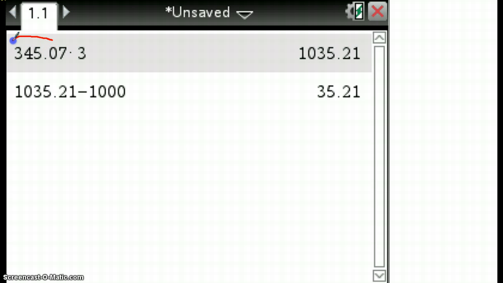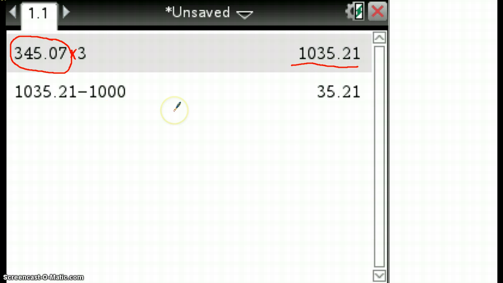This is the monthly payment right here, $345.07. So in order for us to find out how much he literally paid for the loan, we have to multiply this times 3. So just input 345.07, hit the times key, and it's going to tell you that in 3 months he's going to pay a total of $1,035.21.